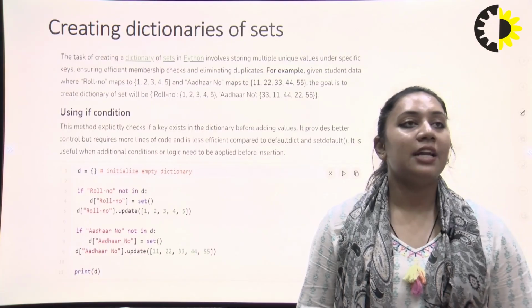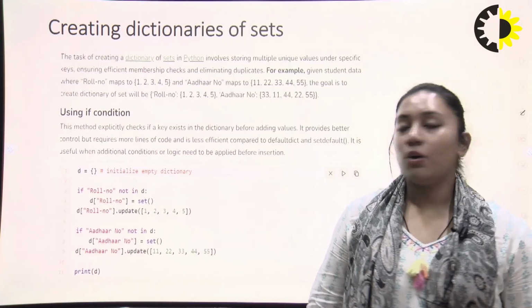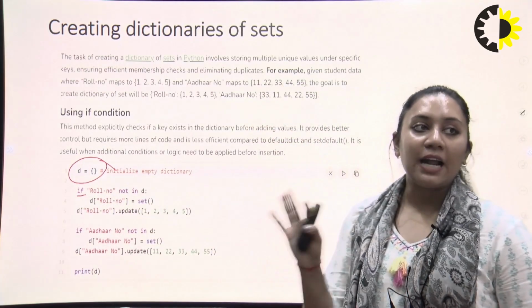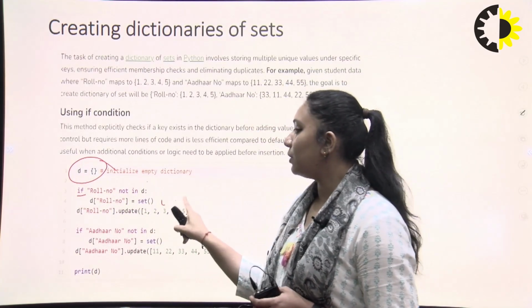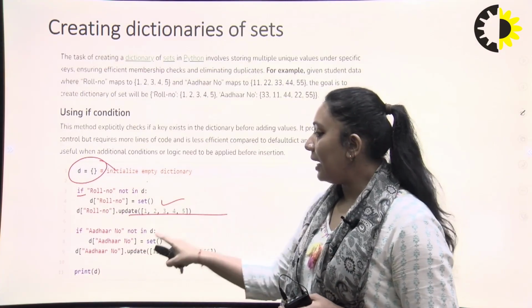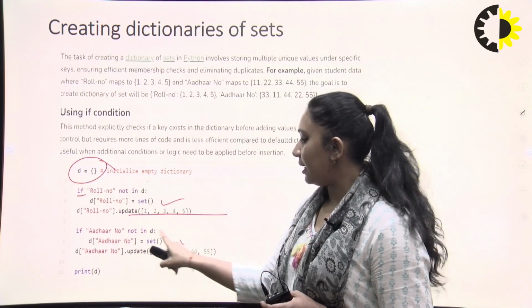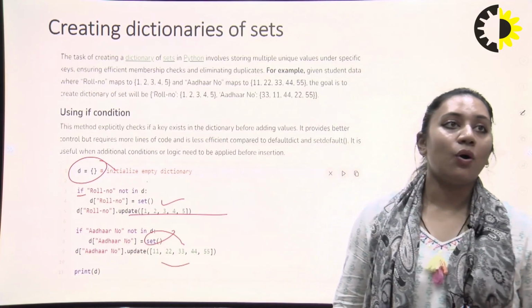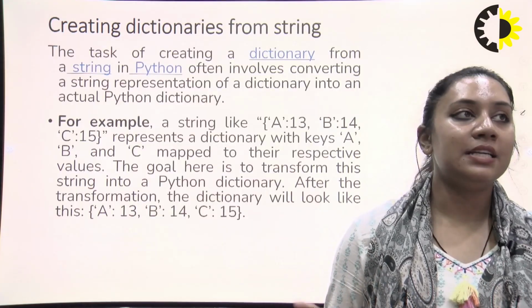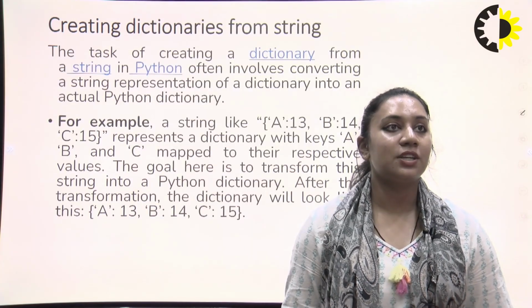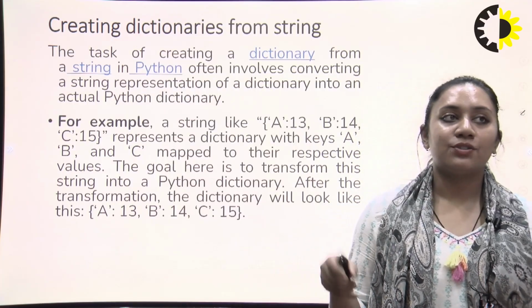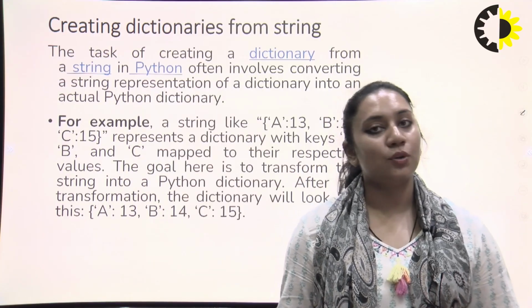Next, how you can create a dictionary from sets. All you need to do is create an empty dictionary. If the condition is there, if that type is in d, then you can use the set function and update this value. And if it is not, then you can set the value and create it. So all these can store multiple unique values under specific keys, right? Creating a dictionary from a string involves converting a string value which represents a dictionary into an actual Python dictionary.